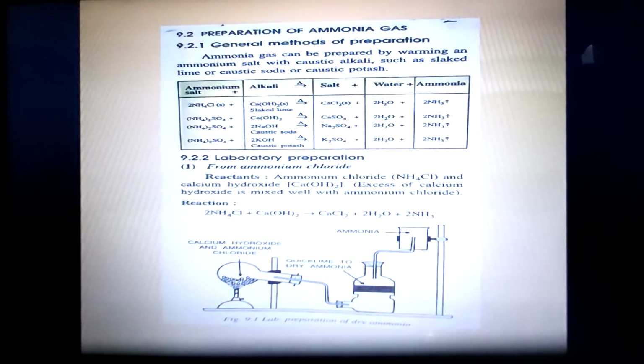Now you can see that after the ammonia gas has been produced, in the diagram there is a label of quicklime. Quicklime has been used to dry ammonia gas. In the coming slide we will tell you which other drying agents should not be used, and why only quicklime is preferred. Now ammonia gas is a lighter gas, and it is collected by downward displacement of air, or you can say upward delivery of gas, because ammonia gas is lighter than air, not like HCl which was heavier than air.